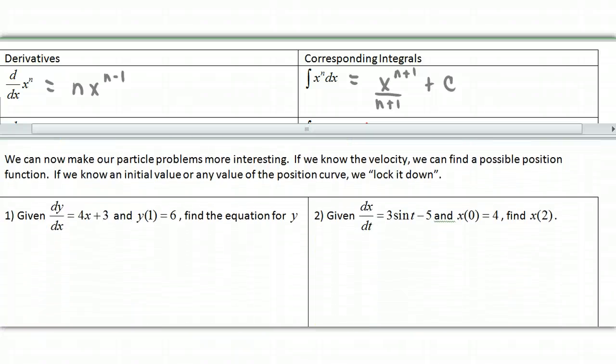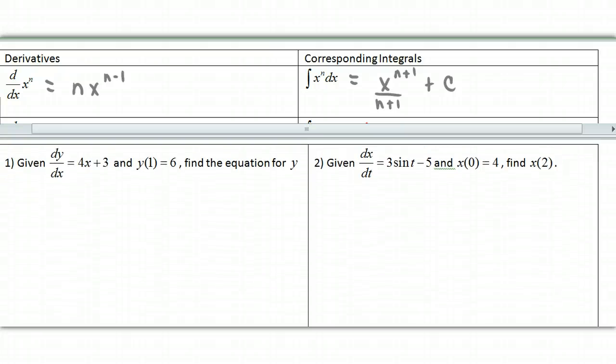Now we can make our particle problems more interesting too. I can give you the velocity or the acceleration, and then we can find a possible position function. And then if we know something that's called an initial value, that's kind of like on the graph earlier. Like I said, if I know a point that's on the original curve, I can lock it in. I know what curve I'm talking about. And that's what I'm talking about here. So let's try these and see what happens. First of all, we need to put these in differential form.